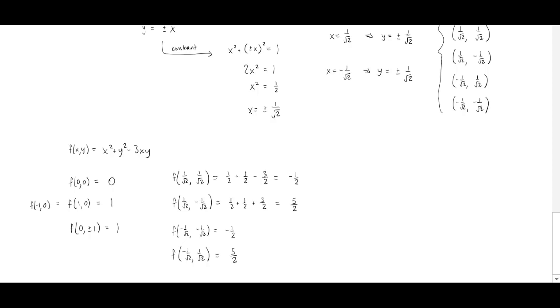So then looking at all the values, negative 1/2 was the smallest. So your function has an absolute minimum value of negative 1/2. And it actually occurs at 2 different points, this point and this point, okay? And then 5/2 is the largest value, so it actually has absolute maximum value of 5/2. And that happens at these 2 points instead, okay?